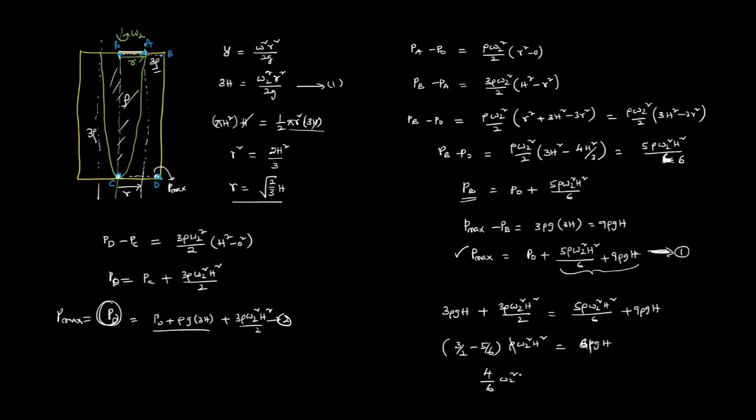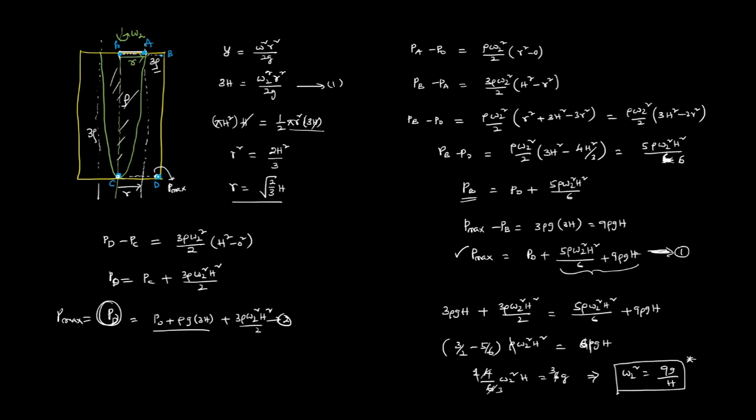Okay, omega 2 square h is equal to 6g. Rho and h cancelled out. Then it is 2 and 3. Then omega 2 square goes to, again you can cancel, 9g by h. This is the omega 2 square value.